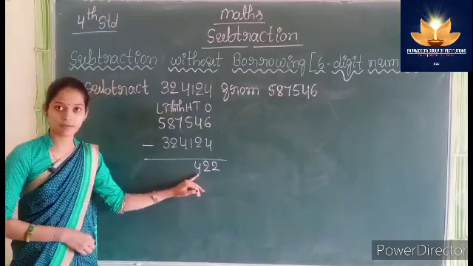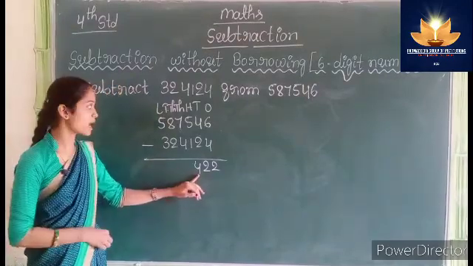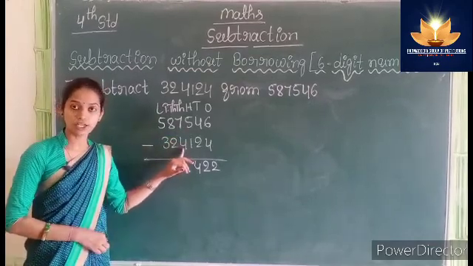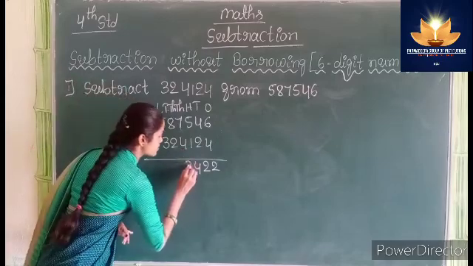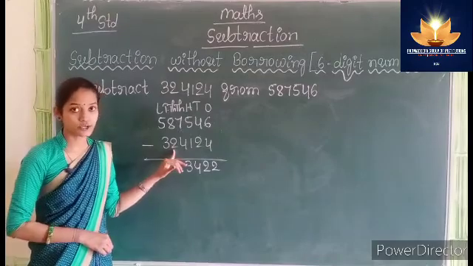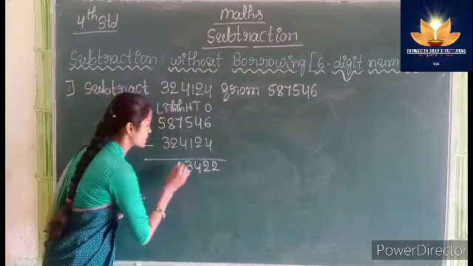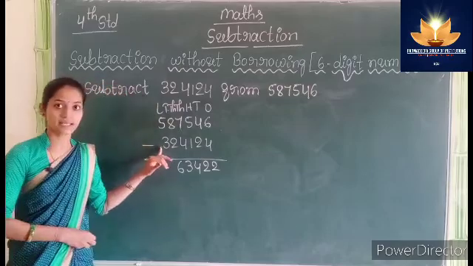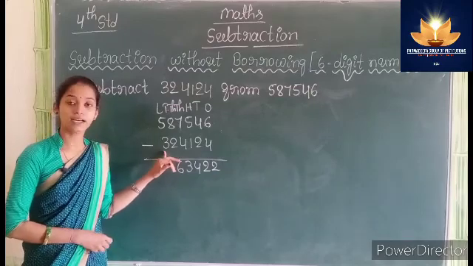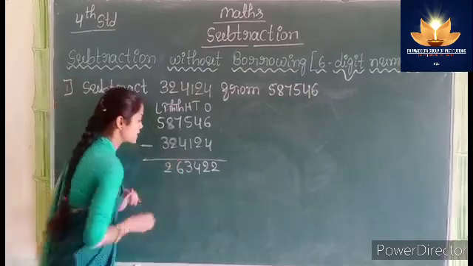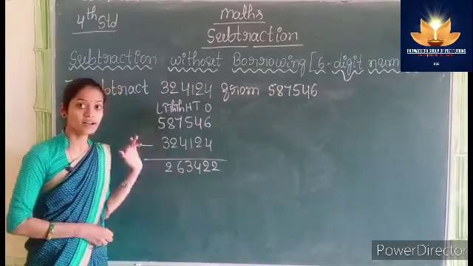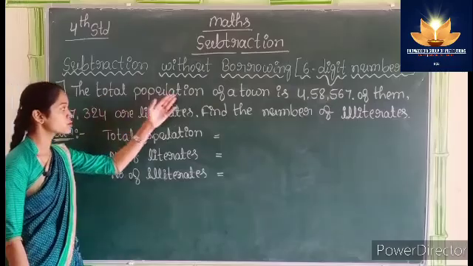After completing the hundreds place subtraction, then we have to subtract thousands place. 7 minus 4, 3, and that 3 should be written in thousands place. 8 minus 2, that is 6, and that 6 should be written in 10,000s place. Then lakhs place subtraction. 5 minus 3, 2, and the 2 should be written in lakhs place. We get 2,63,422 as a difference.